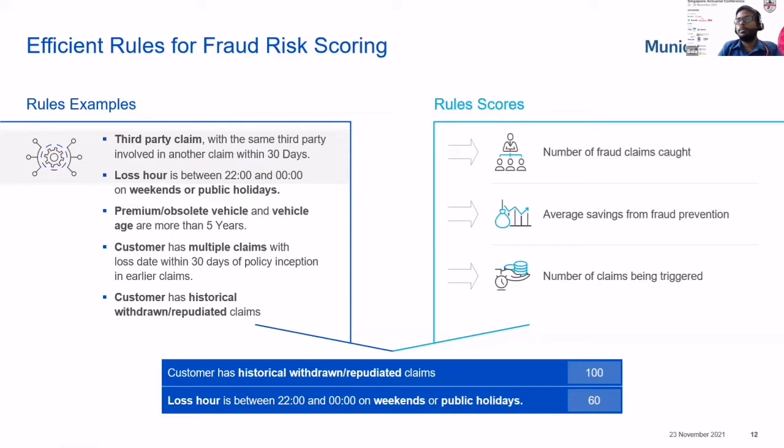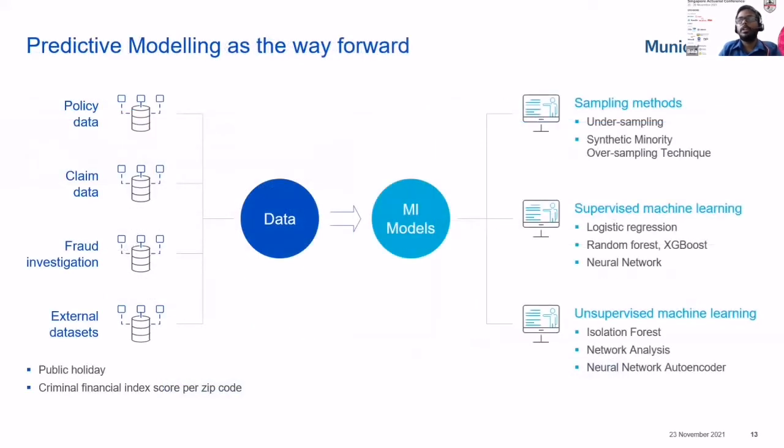Once this step is done, we move on to the predictive machine learning part. We typically have the policy, claim and investigation data. And from Unicre's side, we try to add some more external data like public holiday information, vehicle market information, and criminal financial scope and zip code information. So we try to enrich the data as much as possible from our end. And once we have the data, we look at what kind of modeling can be done.